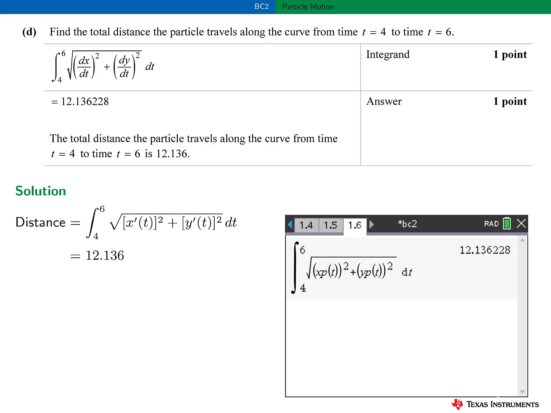Here's just a little more detailed solution. The distance the particle travels from t = 4 to t = 6 is given by this definite integral. And then I just need to evaluate this expression. On the TI-Nspire, I evaluated the definite integral to obtain 12.136. And again, what I needed to do to solve this problem is to translate the question into the mathematics, use the correct formula, and evaluate as necessary on the calculator.